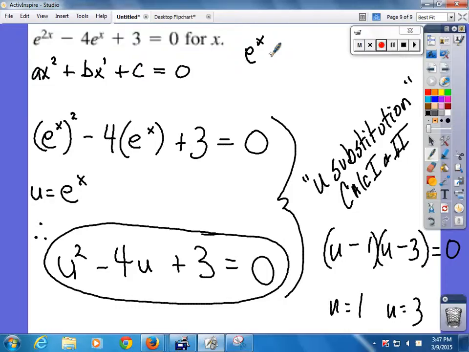E to the x is equal to 1, and e to the x is equal to 3. Keep working. This will be the one we finish on today, so hurry up and finish.